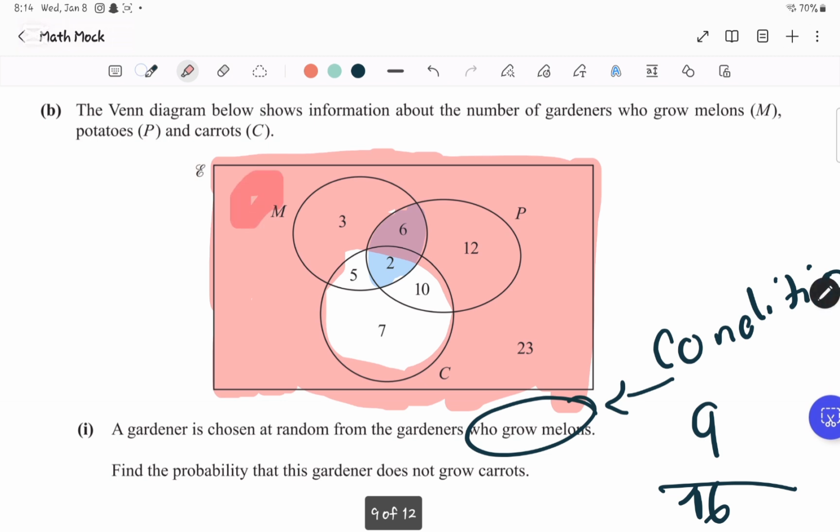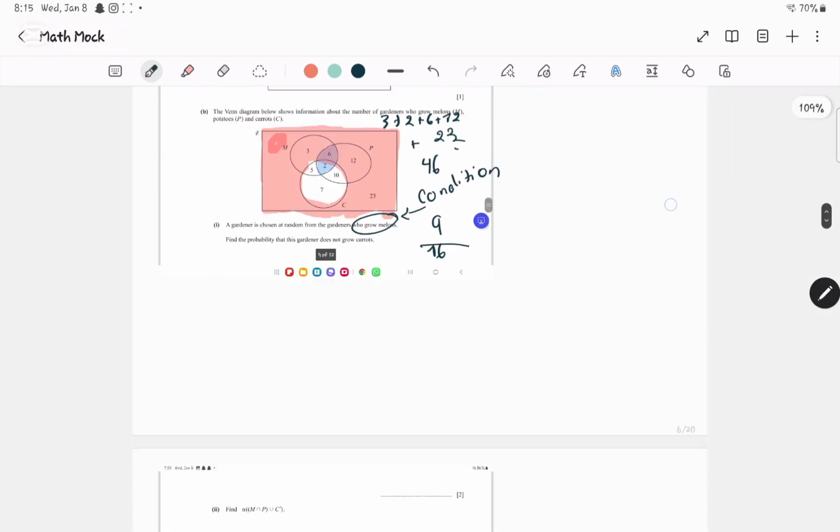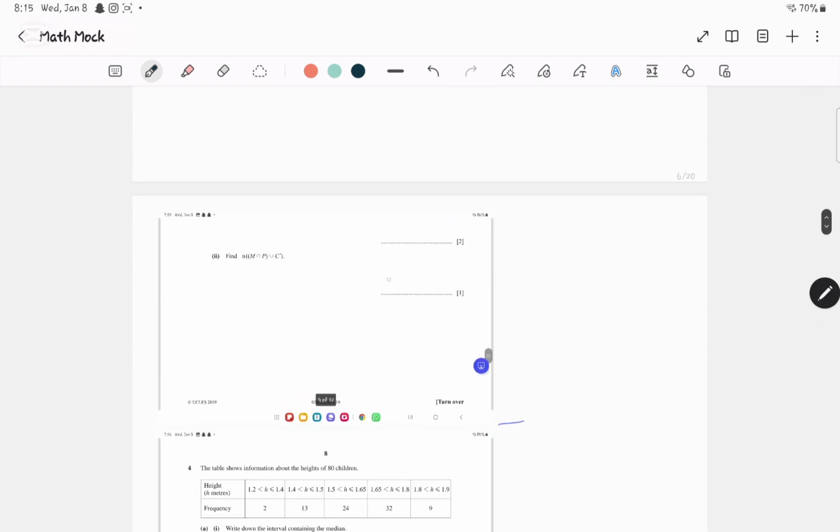So now we are gonna add everything that's highlighted. If it's red or blue, we are gonna add it. But if it is not highlighted, we're not gonna add it. So it's gonna be 3 plus 2 plus 6 plus 12 plus 23, which will then give us an answer of 46. And that, I believe, is it. So over here is 46.